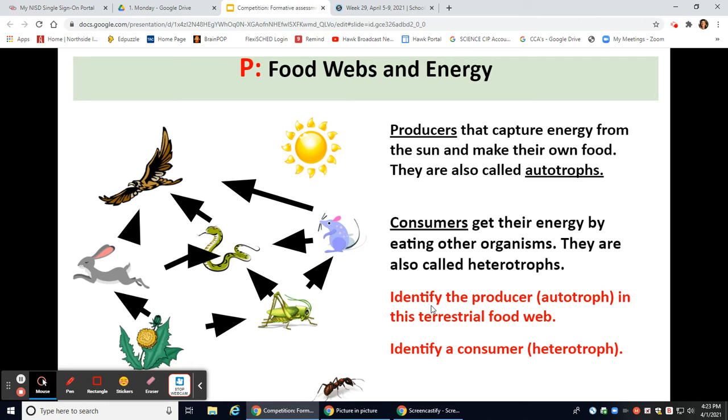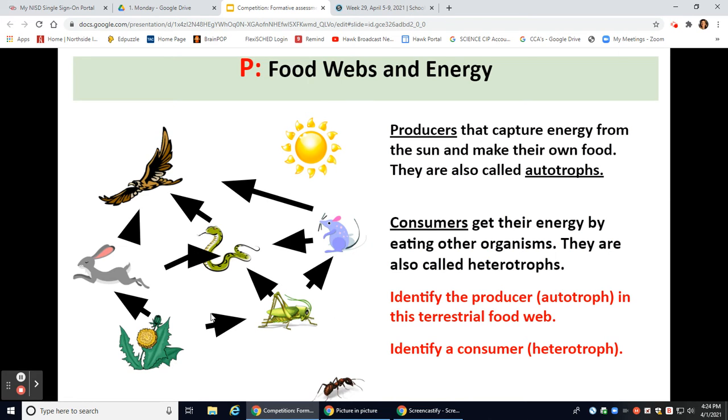Food webs and energy. Producers capture energy from the sun. So here we have a producer, a dandelion. It captures energy from the sun. They make their own food. Producers are also called autotrophs. Autotrophs automatically make their own food. Consumers get their energy by eating other organisms. They're also called heterotrophs. So, a heterotroph would be any organism that eats another organism.